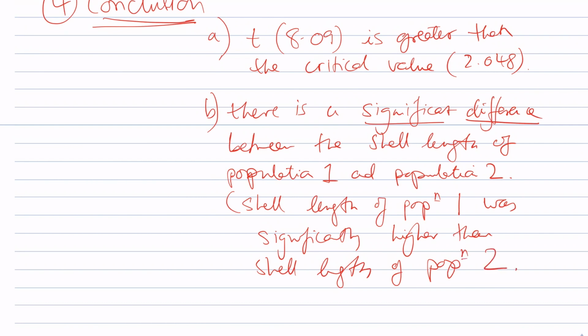And at this point, if in the question there is some factor that's differently affecting population 1 and 2, like in this case there wasn't, you may even want to say at this point that there is an effect of such and such factor on the shell length.